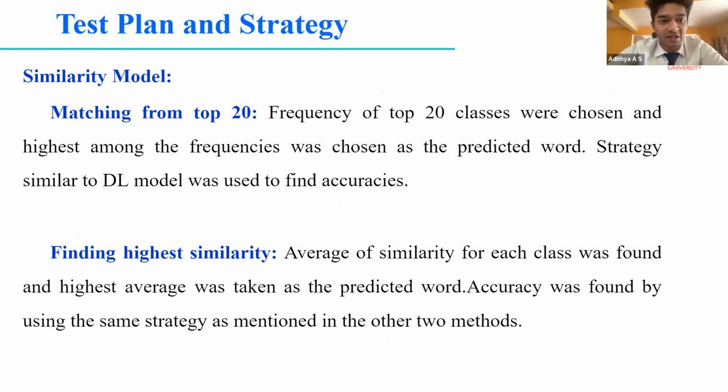Coming to the cosine similarity model, as I said before, the frequency of the top 20 classes was taken and the weights were also added to it. Similarly to the DL model, we then compared the average of the total number of correctly predicted words divided by the total number of words present. For the highest similarity, we took the highest average similarity of the class and showed that as the predicted word. Similarly, accuracy was found using the same strategy as mentioned in the other 2 methods.